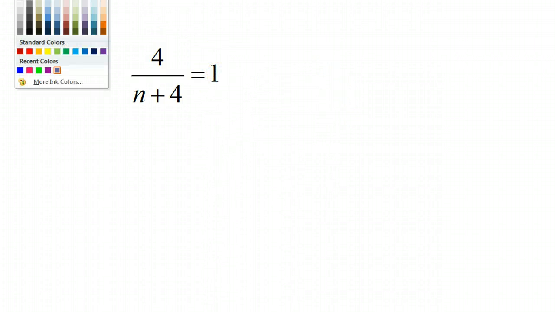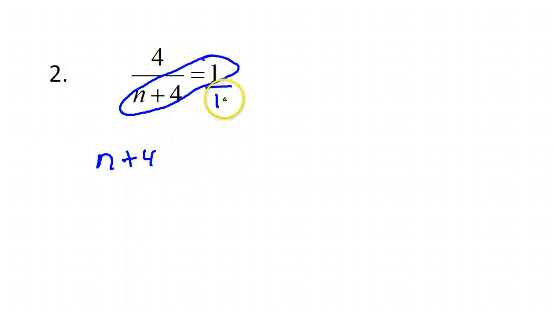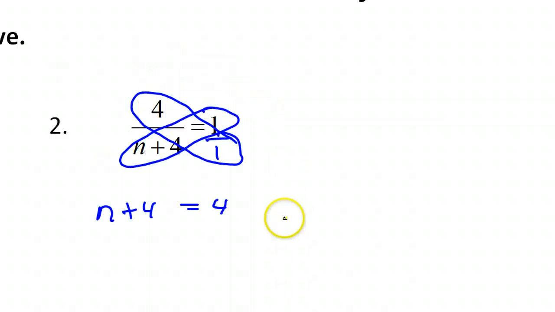If I really wanted to stretch it, I could look at this as cross multiplying. If I look at this as 1 over 1, then cross multiplying, I could do n plus 4 times 1, okay, will just be n plus 4. And if I look at the other diagonal, that's 4 times 1. So that's equal to 4. That's one way to think about it. Oh yeah, let's mention the restrictions. N cannot equal -4 because of this.